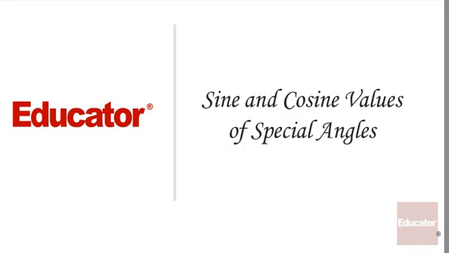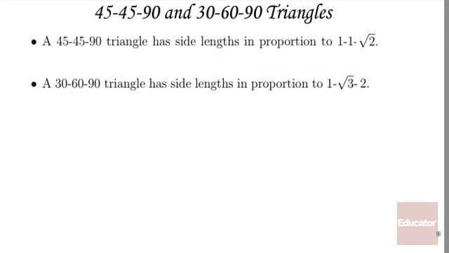Hi, these are the trigonometry lectures on educator.com, and today we're going to learn about sine and cosine values of special angles. And when I say the special angles, there are certain angles that you really want to know by heart, and those are the 45-45-90 triangle and the 30-60-90 triangle. So let me talk about the 45-45-90 triangle first.